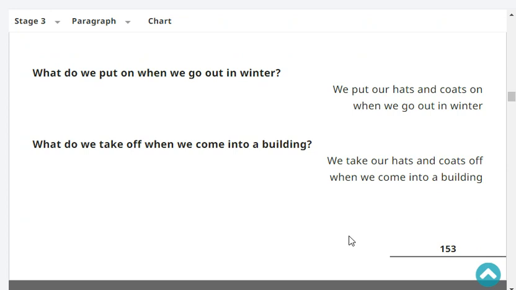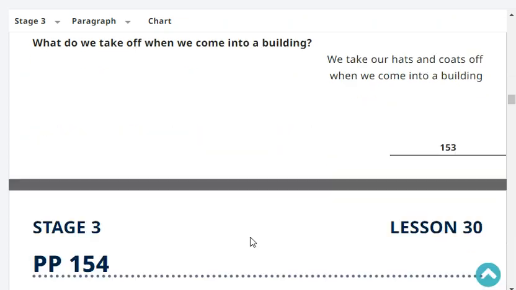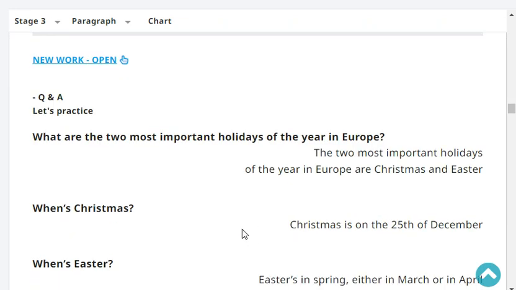Very good. What do we take off when we come into a building? We take our hats and coats off when we come into a building. Very good.